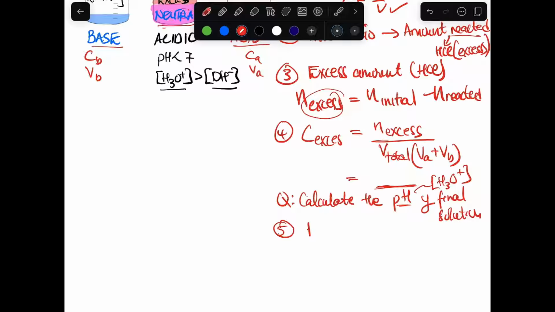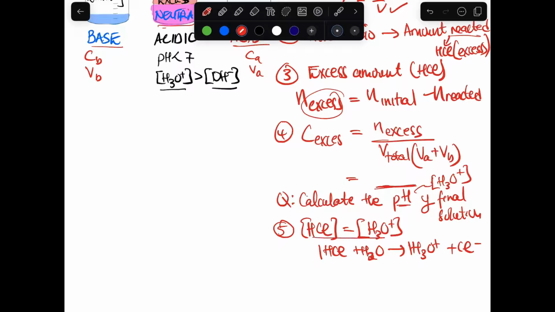So since the HCl is a monoprotic acid, the concentration of HCl is equivalent to the concentration of hydronium ion, because the ratio between them from the equation, when you dissolve HCl in water, is 1:1. So the concentration that you have here in this step 4 will be equal to the concentration of hydronium ion. So therefore, you can calculate the pH by using that concentration of HCl.